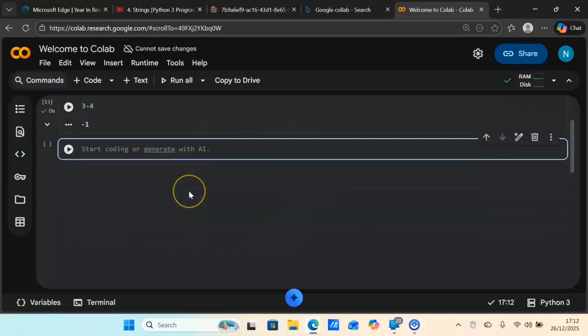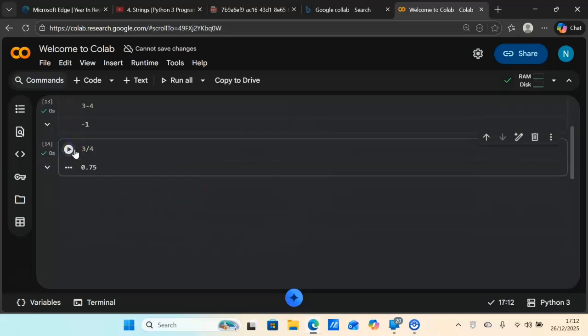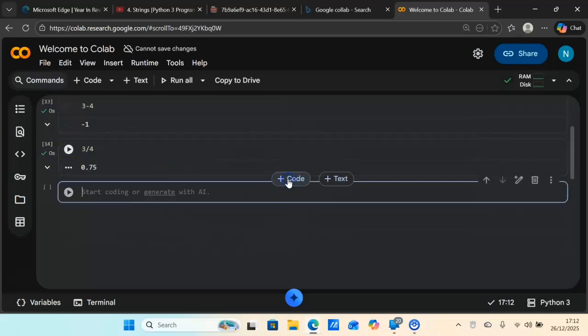Let's say you're being asked to do division. So in division, it's 3 divided by 4. And you have 0.75. Continuing in the video, I'll tell you what they refer to this. So moving on to multiplication.